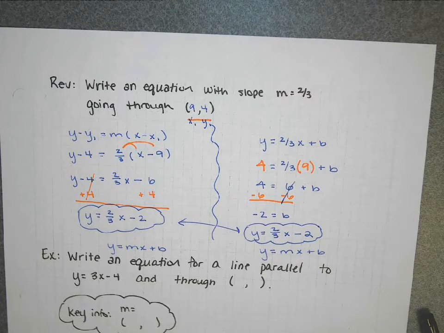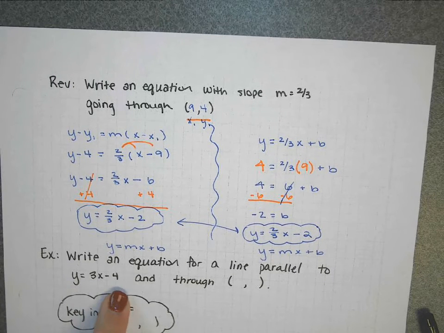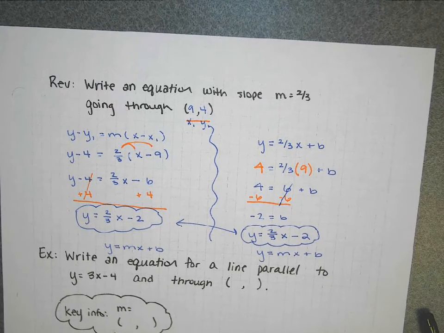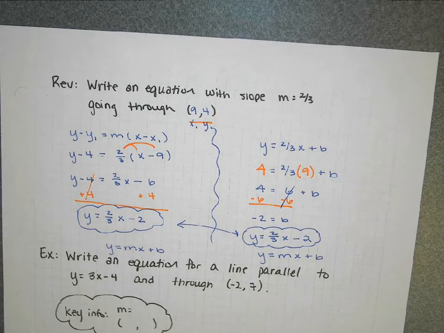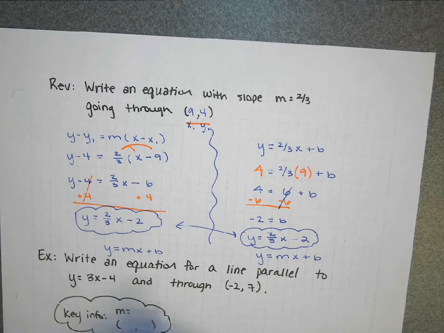Next, we're going to write an equation for a line that's parallel to this line here, y equals 3x minus 4. And it has to go through the given point. And that given point is going to be -2, 7. So that would have been given to you. So writing an equation for a line parallel to this equation and through this point.